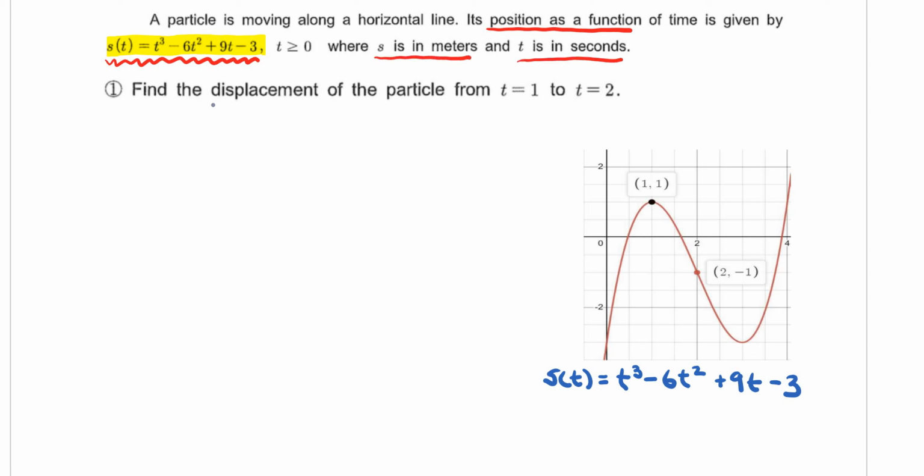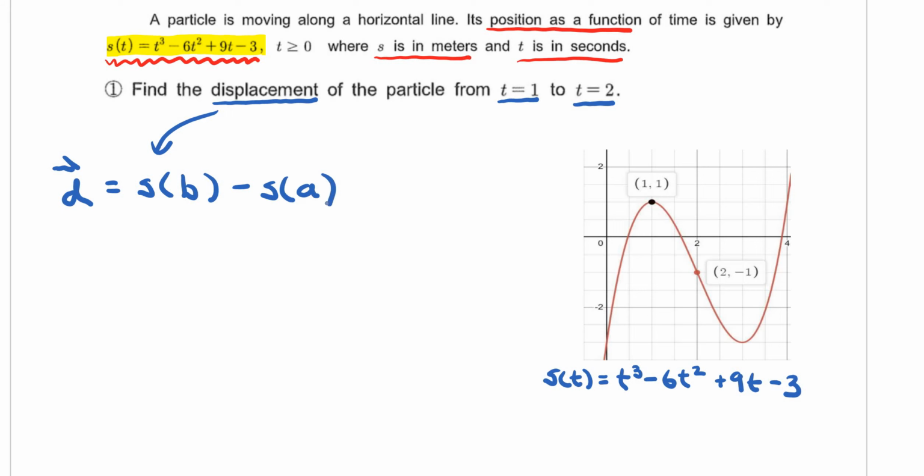For the very first question, I want to find the displacement of the particle from time t equals 1 to time t equals 2. Displacement's not too hard to find in this particular course. This is my symbol for displacement, and displacement is simply your final position minus your initial position, just like in physics. And b represents your final time, and a represents your starting time.